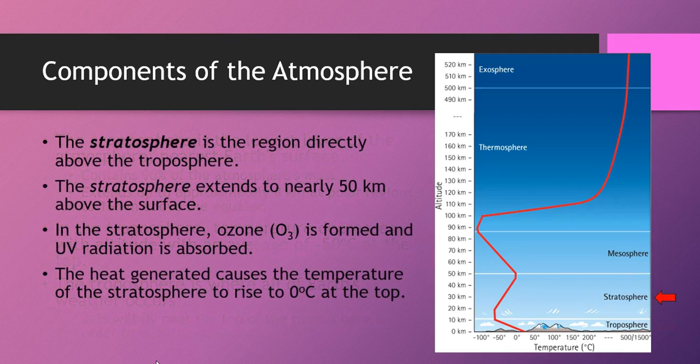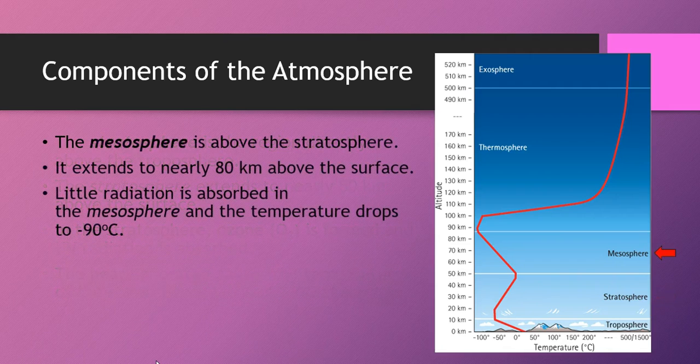Above the troposphere is the stratosphere, and the stratosphere extends to about 50 kilometers above the surface. Here's where ozone is formed, and this is where the ozone layer is, and UV radiation from the sun is absorbed by the ozone layer. The heat generated by the absorption of that radiation causes the temperature to go up, and so you find that it's about 0 degrees at the top of the stratosphere. Above the stratosphere is the mesosphere, and it extends to about 80 kilometers above the surface. Here you have little radiation absorbed, and the temperature drops down again to about negative 90 degrees Celsius.